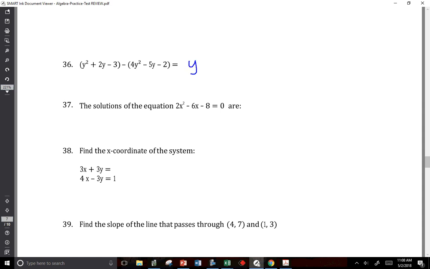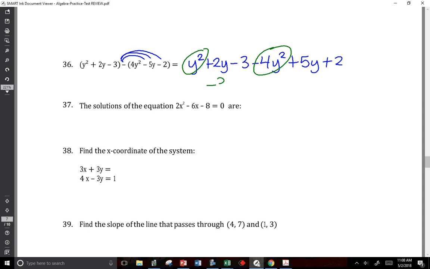Okay, number 37, we need to solve it. So we need number answers, not just factors, but we have to factor it to solve it. Okay, so what do you want to do on that one? I got a 2 first. Very good. Divide by 2 before you do anything. So we're going to say 2 times x squared minus 3x minus 4 equals 0. Now factor what's left over inside of the parentheses. Yes, it's 4 and 1. So we have x minus 4 and x plus 1.